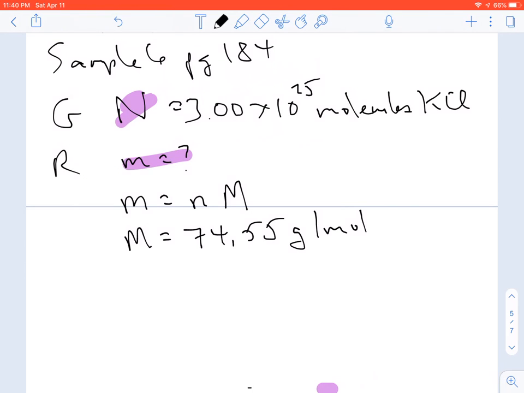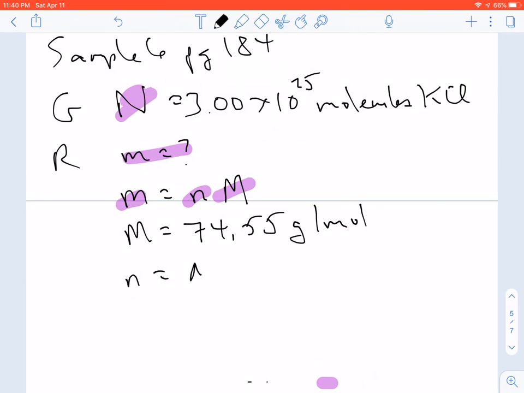grams per mole. Okay, so I'm trying to solve for this. That's what my question's asking for. To do that, I need to know molar mass, which I know, but I don't know the number of moles yet. So I've got to find a way to calculate the number of moles from the big N. Now, we've got a formula that says number of moles is equal to big N divided by Avogadro. Right? Little n equals big N divided by Avogadro.